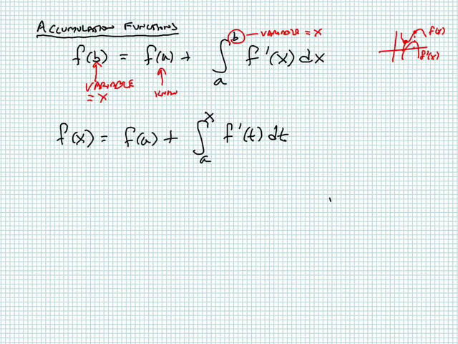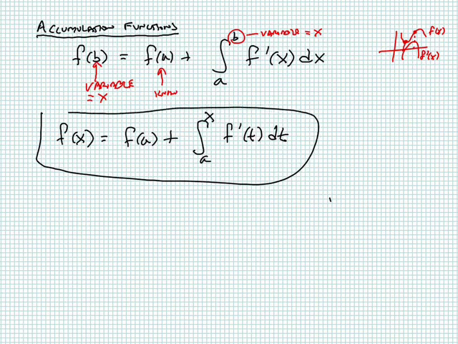The whole point of doing this is so that this x and this t are technically different variables to start off with, so I don't confuse the two. But this is really going to become a function of x once I complete the integration. This thing here is what's called an accumulation function, which is just the first fundamental theorem of calculus where b is a variable.